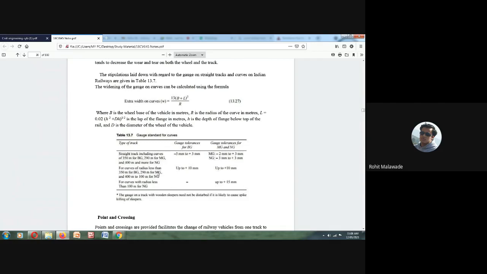For curves with a radius more than 350 meters, we should have the widening of gauge up to plus 10, that is 1 centimeter; we should move the outer rail outside. For broad gauge or narrow gauge, we should have 10. For curves with a radius more than 100 meters, for narrow gauge we should have around 15, and we take the outer rail outside. So this is the widening of the gauge on the curves. This becomes very important when the train is moving on the curves. I hope the things are understood.